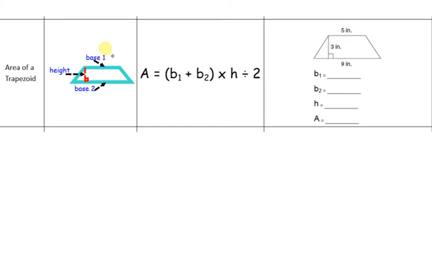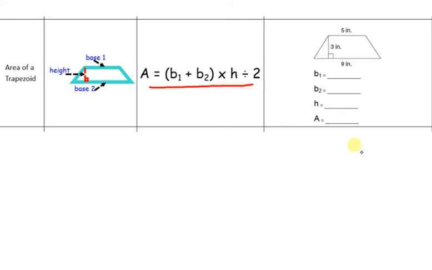Please make sure that you label base 1 and base 2. Note that the height is from the highest point to the lowest point. It is not this slanted line, and it is not this slanted line. And then you're going to write down your formula. While you do that, please pause the video, because when you come back on, I'm going to show you how to calculate the examples. Go ahead and hit pause now.